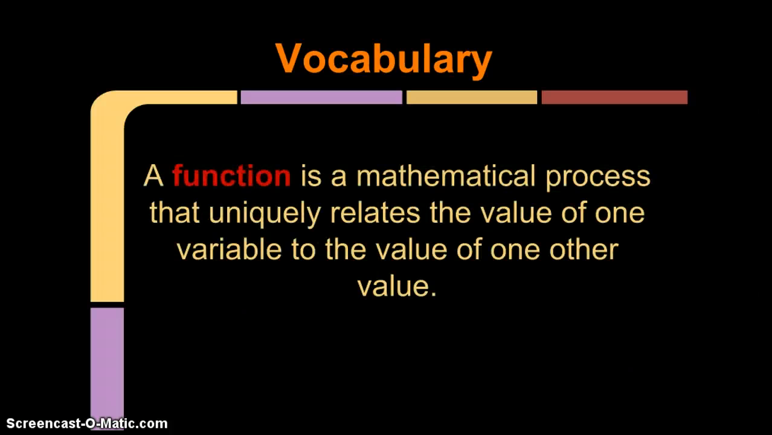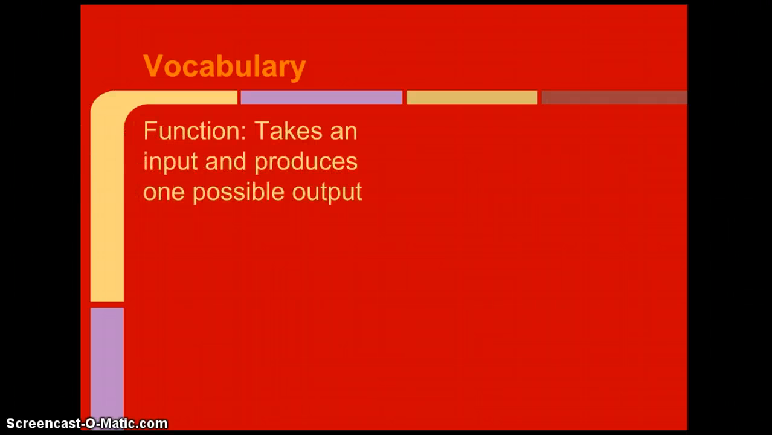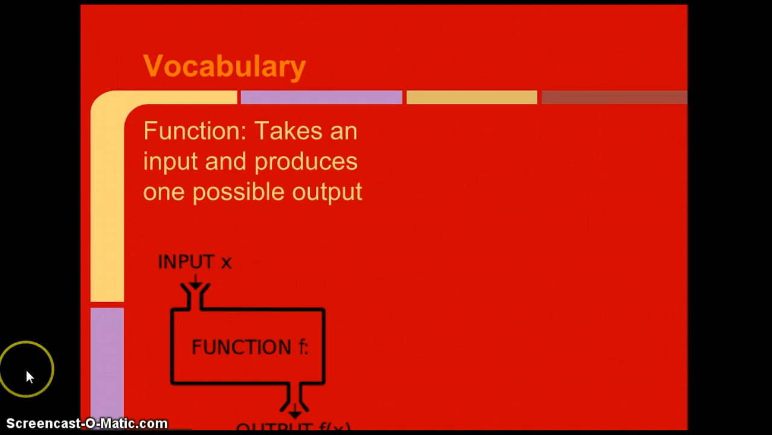A function is a mathematical process that uniquely relates the value of one variable to the value of one other value. Or, we can just say, a function takes an input and produces one possible output. This right here is a function machine. You put in one input into the function and you get one unique output.